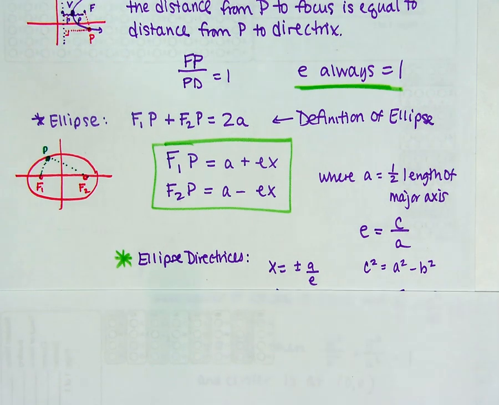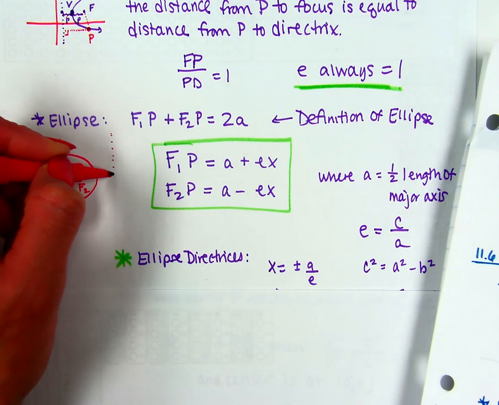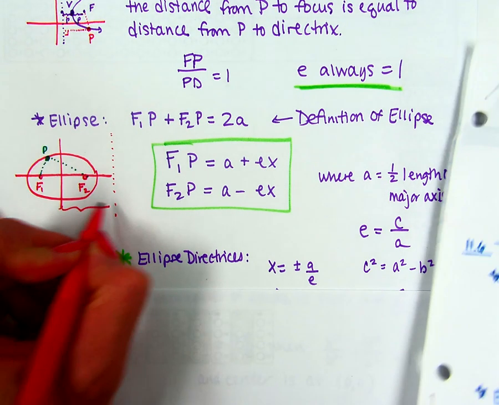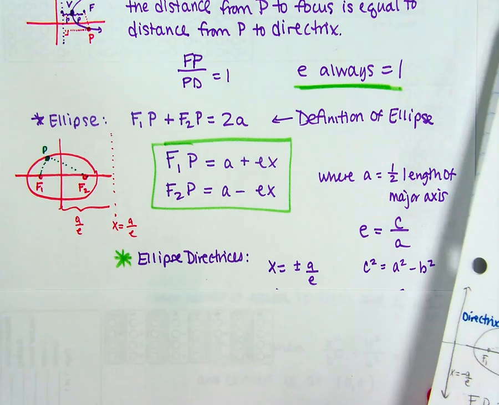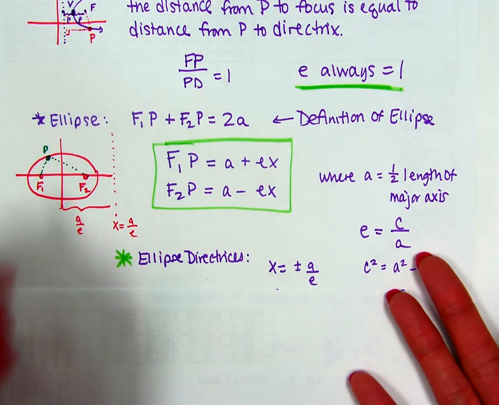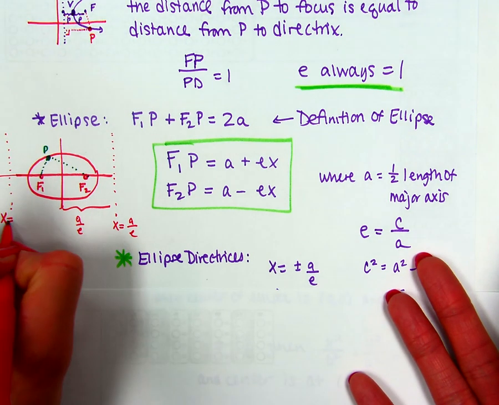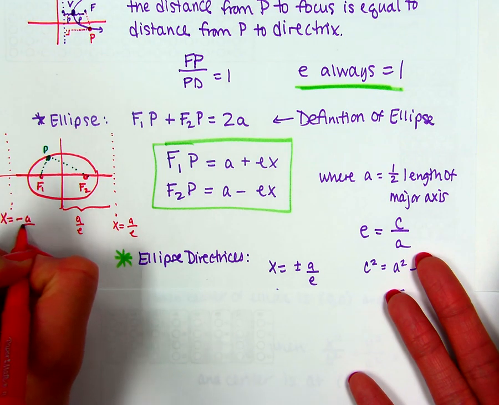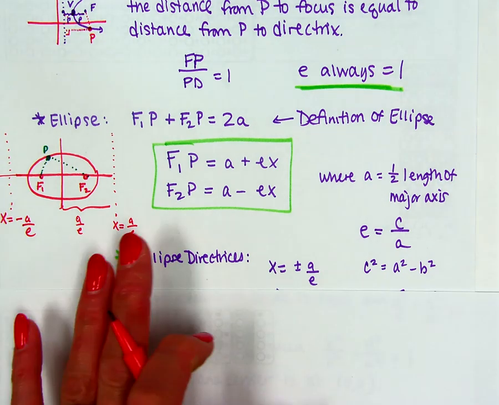So my directrices, that's the plural for directrix, are going to be on the outside of my ellipse. So they're going to be over here. This distance is going to be a over e, so this equation is a vertical line. It's x equals a over e, and this equation is x equals negative a over e. Okay, so that's why it's plus or minus, because you have two of them.